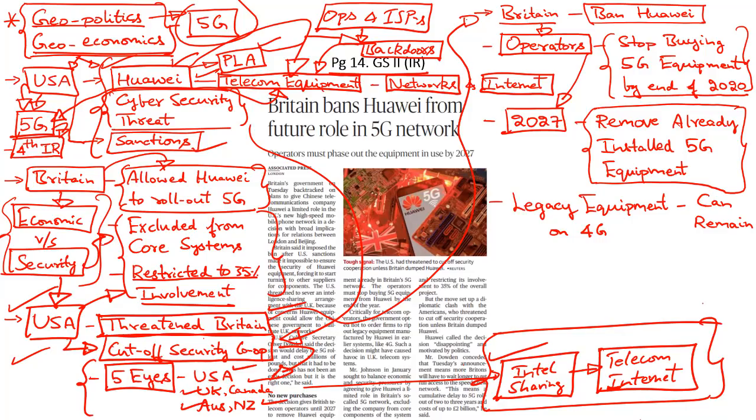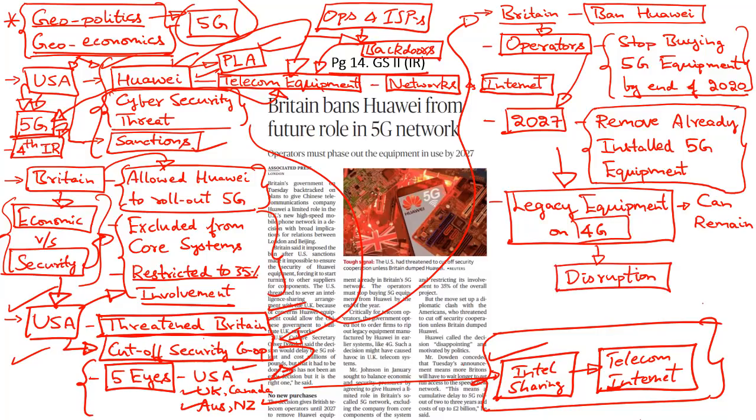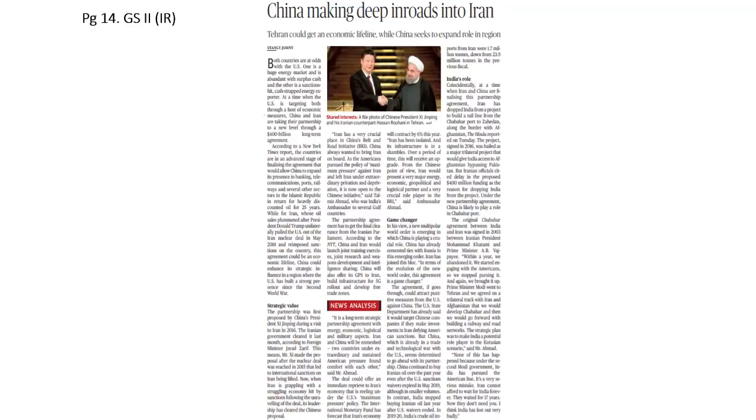However, it has granted an exemption for the legacy equipment that is a part of Britain's 4G network, because any orders to remove the existing equipment of Huawei on its 4G network would have caused massive disruption to the British economy. Next, on page number 14, we have 2 more articles that I would request you to go through once.